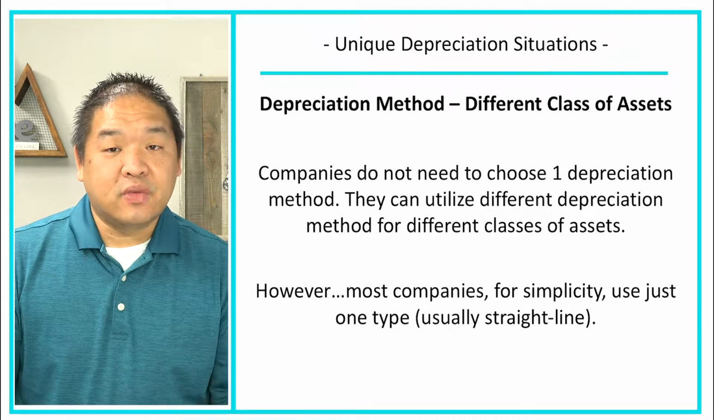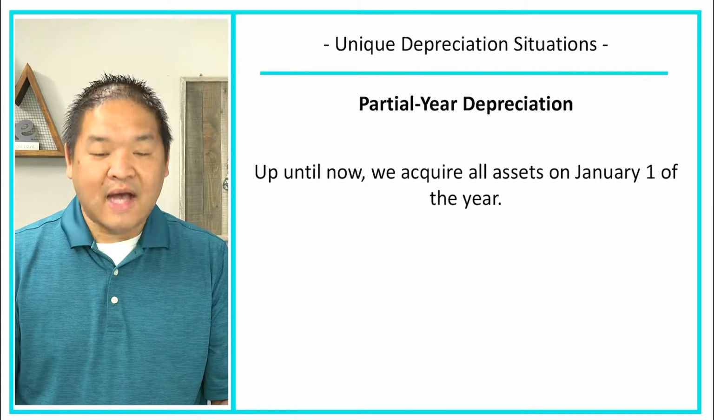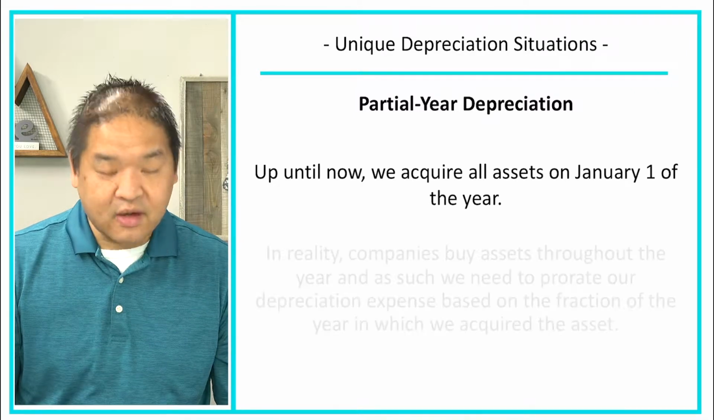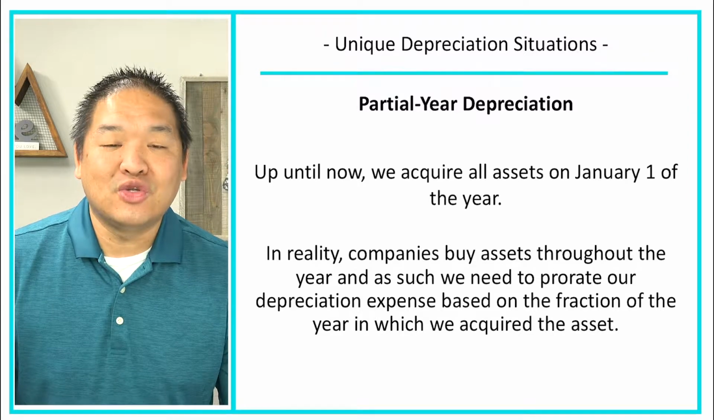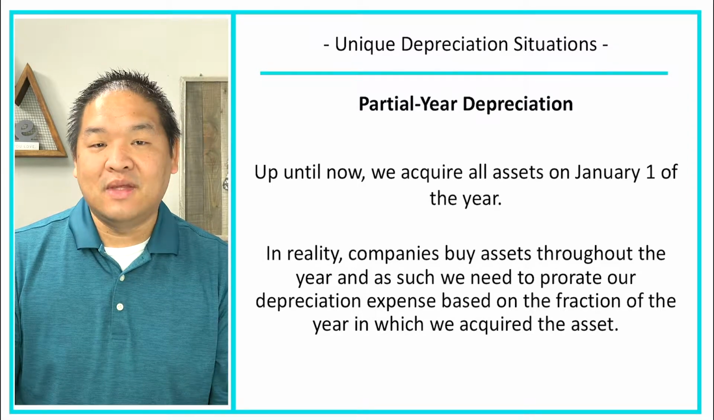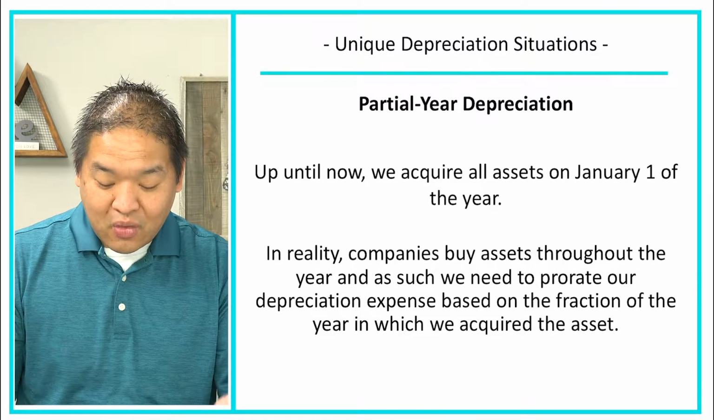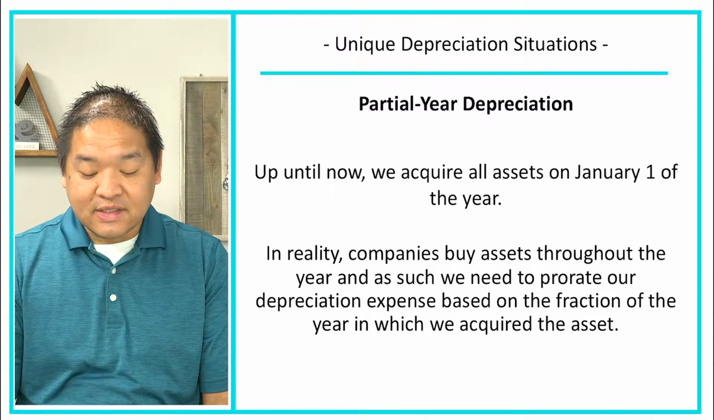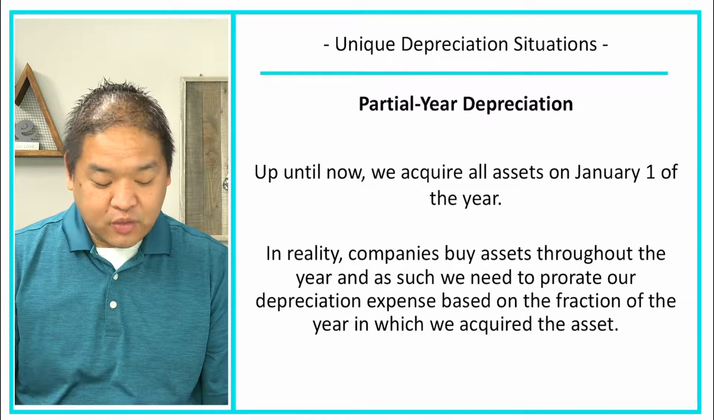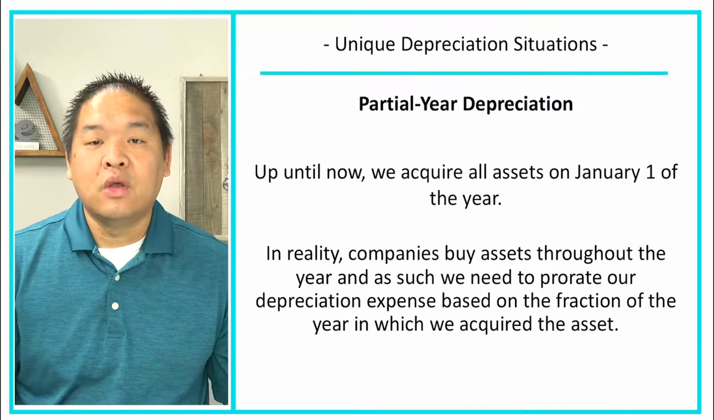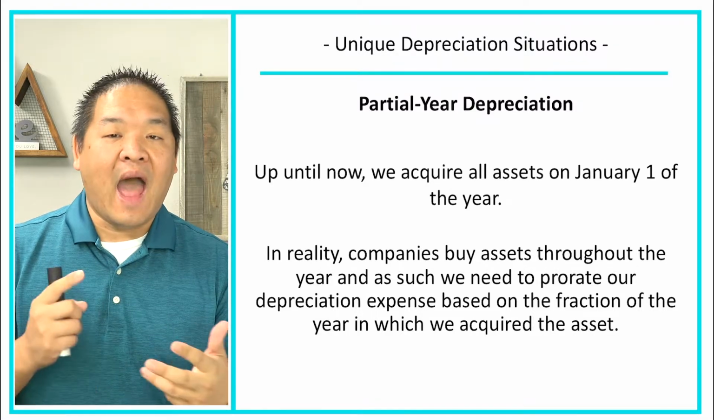The next unique situation is partial year depreciation. Up until now, we acquired all assets on January 1 of the year. In reality, companies never acquire assets on January 1 because they're usually off for that day, or the stores are closed so they don't get anything anyway. Companies buy assets throughout the year, and as such, we need to prorate our depreciation expense based on a fraction of the year in which we first acquired the asset. The best way of understanding this is looking at the date. When did we acquire it, and how are we going to allocate it?